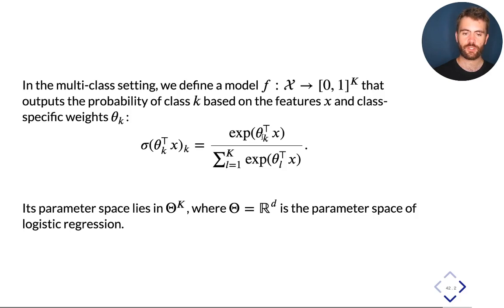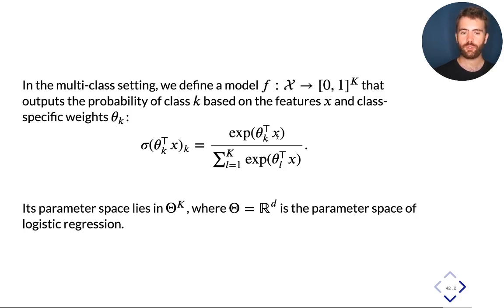So in logistic regression, theta was simply the set of d-dimensional real numbers, and now the set of parameters for our multi-class model is going to be k times this set of parameters. So we're going to have one vector of parameters per class. Then, given an input x, we're going to compute a score for each class by multiplying it with its parameter theta. So each class will have a score that's theta k times x.